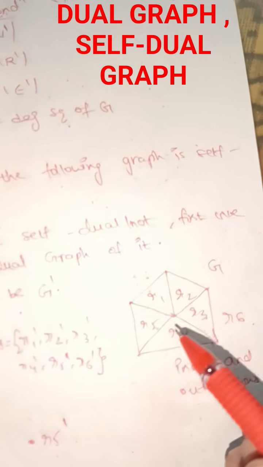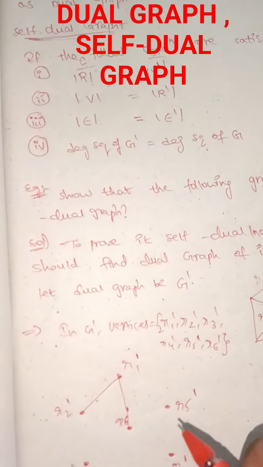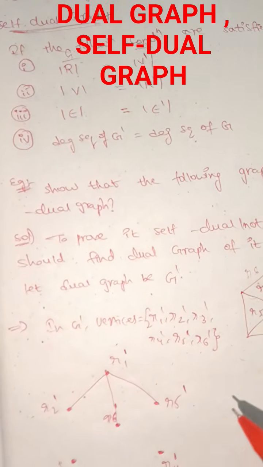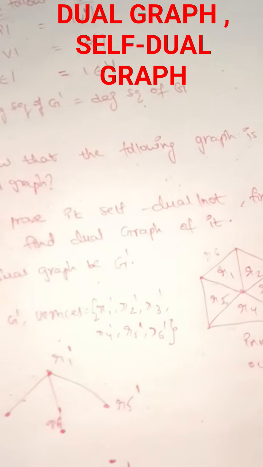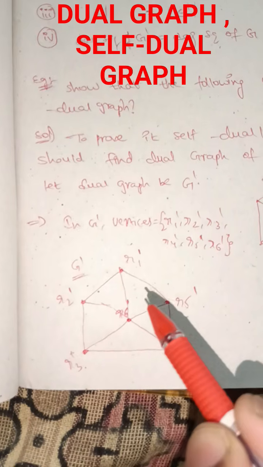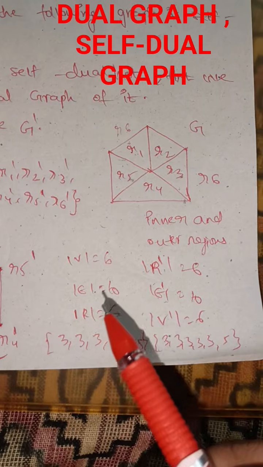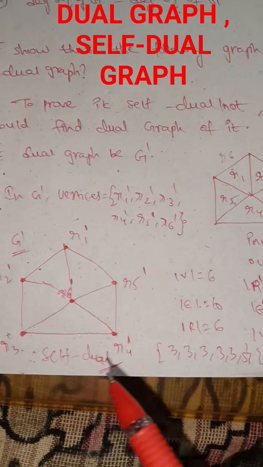Another one: R1 and R5 have another edge, so R1 and R5 should be connected. In a similar way, all should be connected. So this is our required dual graph. Let us check whether it is self-dual or not according to these four conditions. Therefore the conditions are satisfied, so it is self-dual.